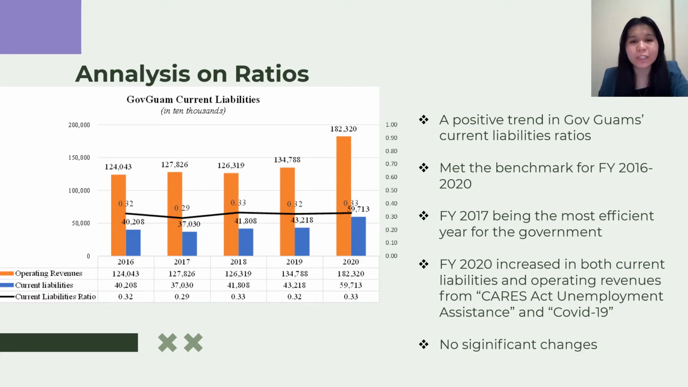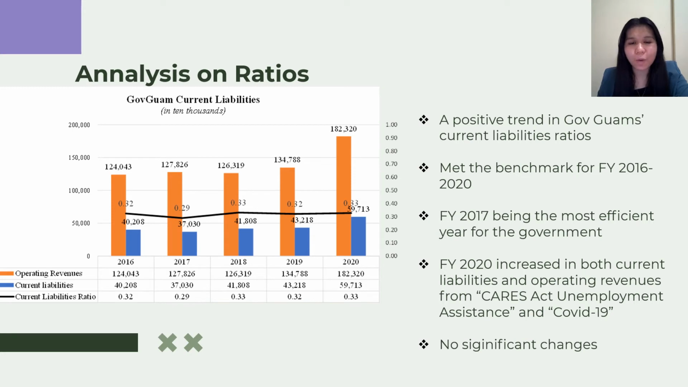The current liabilities ratio increased at a slow and steady pace in fiscal years 2018 to 2020, but in fiscal year 2020, operating revenues increased by a large quantity. Fiscal year 2020 also had a sudden increase of current liabilities, which resulted in the ratio remaining at 0.33, and this is all due to the new components of CARES Act, unemployment assistance, and COVID-19.